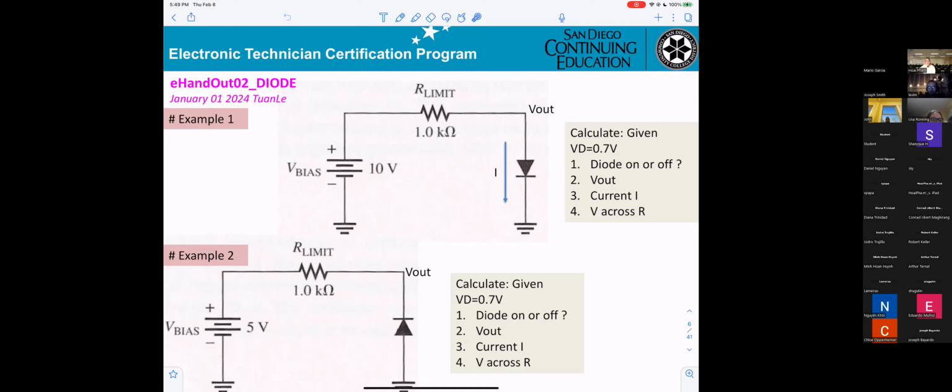Exactly the definition, correct. This side higher than this side, then the diode will be on. The cathode is at ground, which is 0, and the anode is more positive. Anytime the anode is more positive than the cathode, it's forward bias. If the anode is more negative than the cathode, it's reverse bias. Okay, correct.